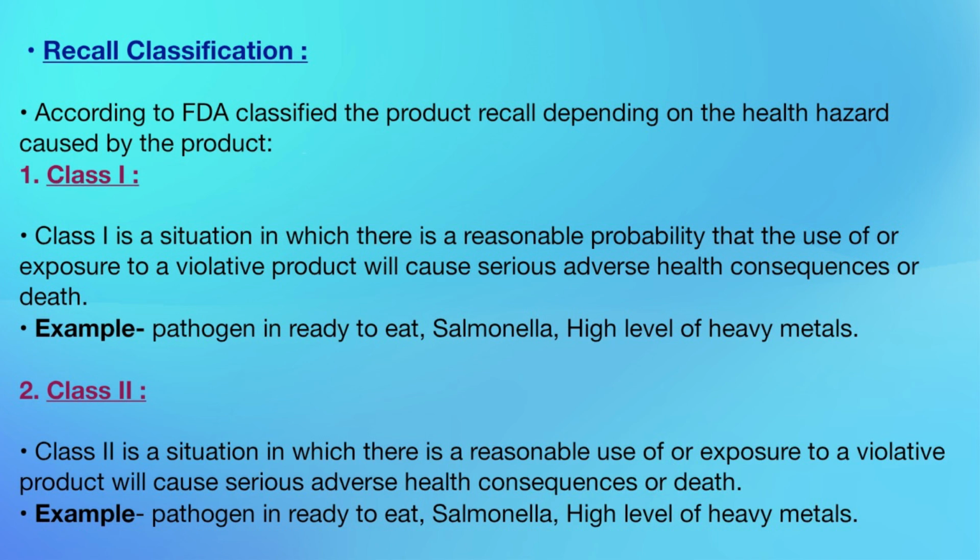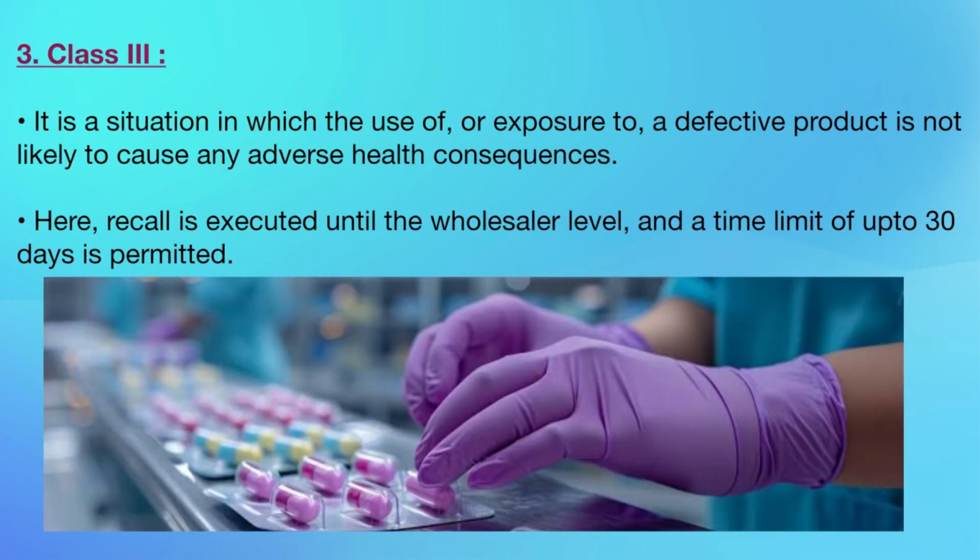Second, class 2. Class 2 is a situation in which the use of or exposure to a violative product may cause temporary or medically reversible adverse health consequences. Example: pathogen in ready-to-eat food, salmonella, high level of heavy metals. Third, class 3. It is a situation in which the use of or exposure to a defective product is not likely to cause any adverse health consequence. Here, recall is executed up to the wholesaler's level and a time limit of up to 30 days is permitted.